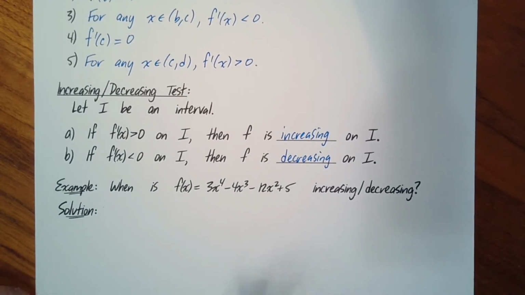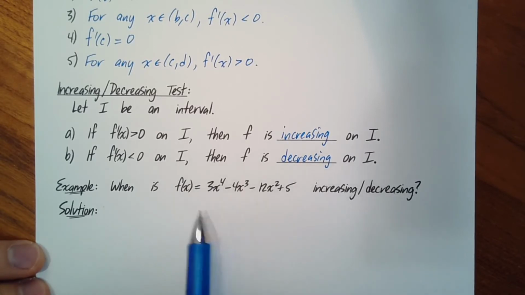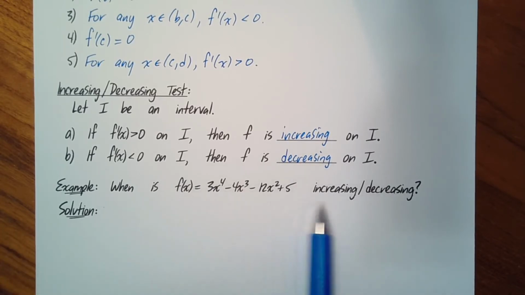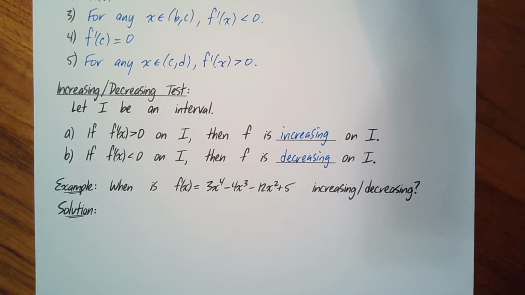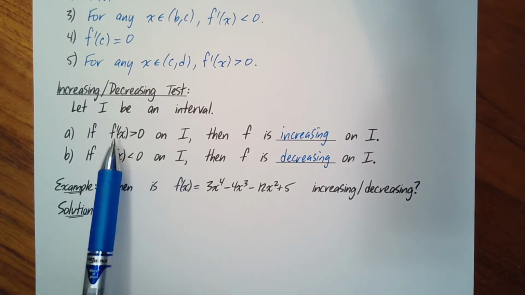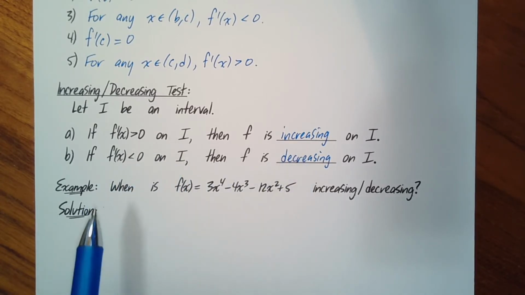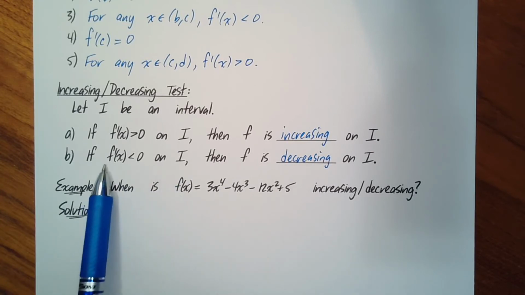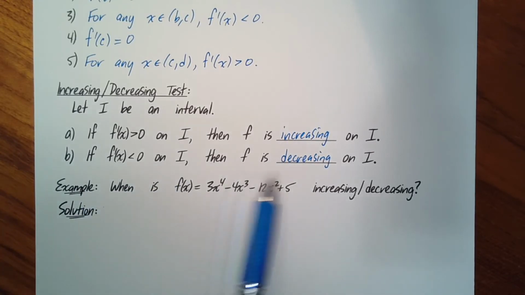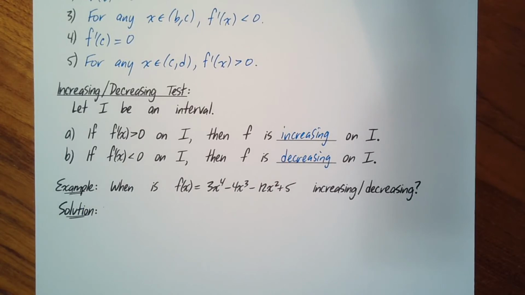And let's start with this example. So we've got a function f. It's defined by this polynomial, and we want to know when is this function increasing or decreasing. Well, we need to figure out when the derivative is positive and when the derivative is negative. On which intervals I is the derivative positive, because that's going to tell you where the function's increasing, and on which intervals I is the function's derivative negative. That's going to tell you where the function's decreasing. So we're going to start by finding the derivative, because that's what we need to analyze here. So let's start with that.